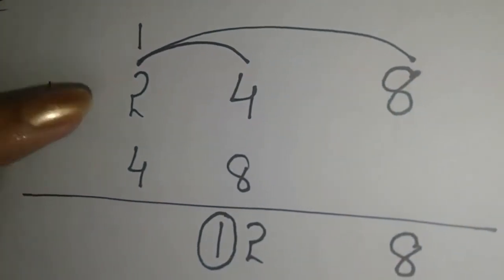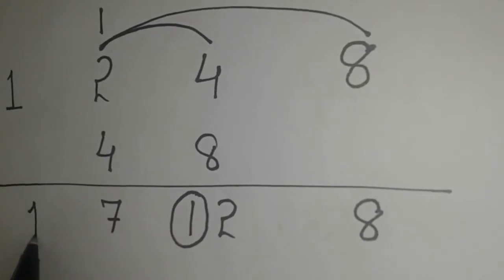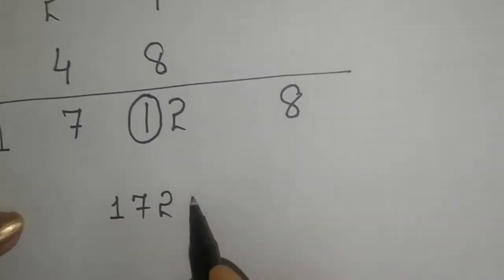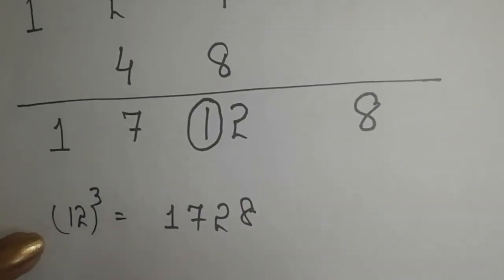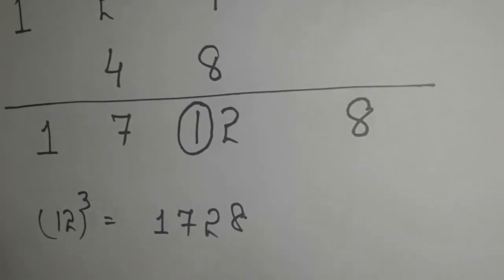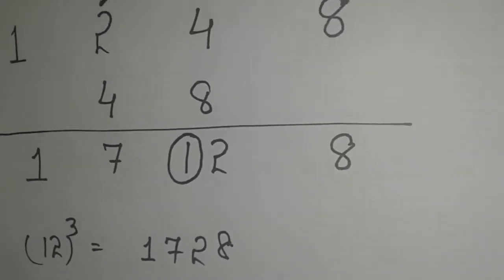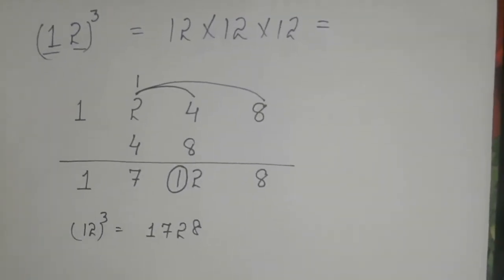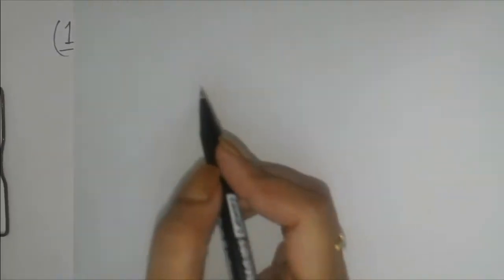Now add 1 plus 2 plus 4. That is 7. And this one as it is. Now your answer is 1, 7, 2, 8. That is your cube of 12, which is a quite simple approach. By solving the cube in this method, you can solve the cube in less time. After practicing 2 or 3 or 4 questions, you will see that this is quite an easy method. Now let me solve 2 or 3 same-type questions.